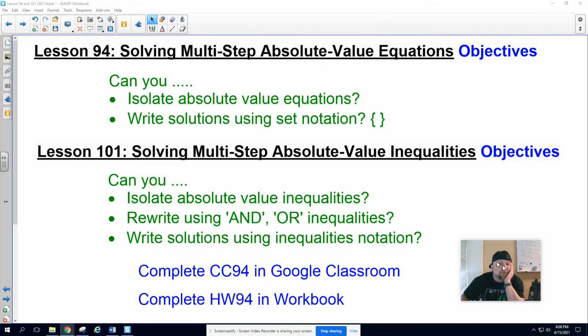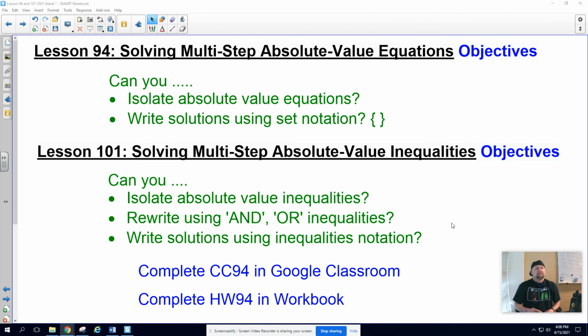All right. So that is both lesson 94 and lesson 101. So can you isolate the absolute value inequality or the absolute value equation? Can you write your solution set using set notation if it's the equations? Or can you write yours using inequality notation if it's inequality?